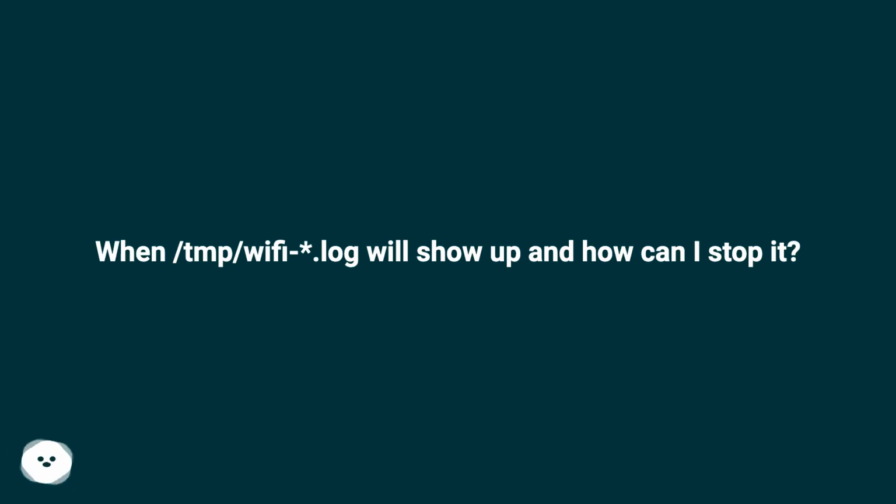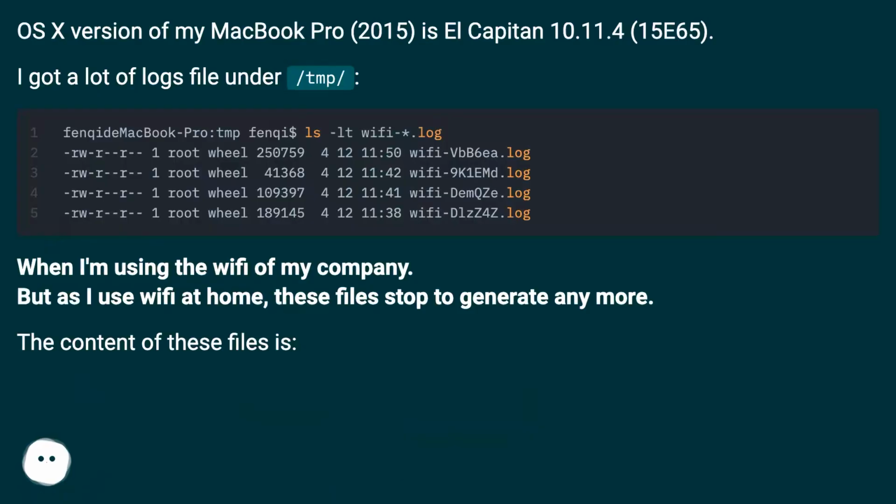Why will /tmp/wifi-star.log show up, and how can I stop it? The OS X version of my MacBook Pro 2015 is El Capitan 10.11.4. I got a lot of log files under /tmp/. This happens when I'm using the Wi-Fi of my company, but as I use Wi-Fi at home, these files stop being generated.